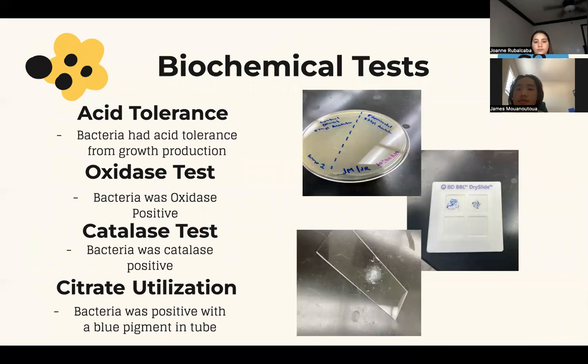For our biochemical tests, on the acid tolerance test, it did show that there was still growth, so our bacteria did end up being resistant to the acid tolerance. For the oxidase test, it showed that it was positive. For the catalase test, it was also positive. And for the citrate utilization, the bacteria was positive with the blue pigment in the tube.